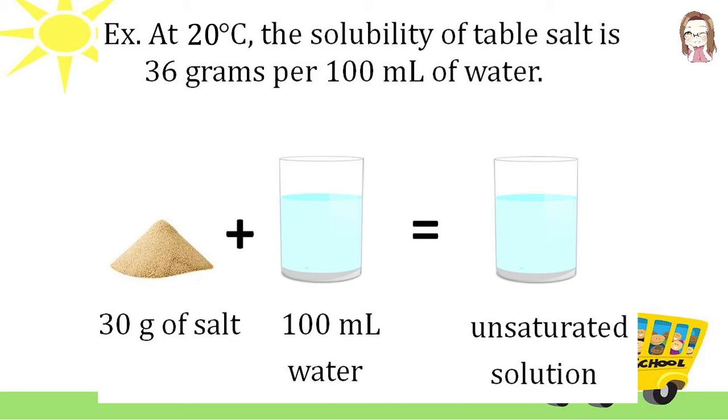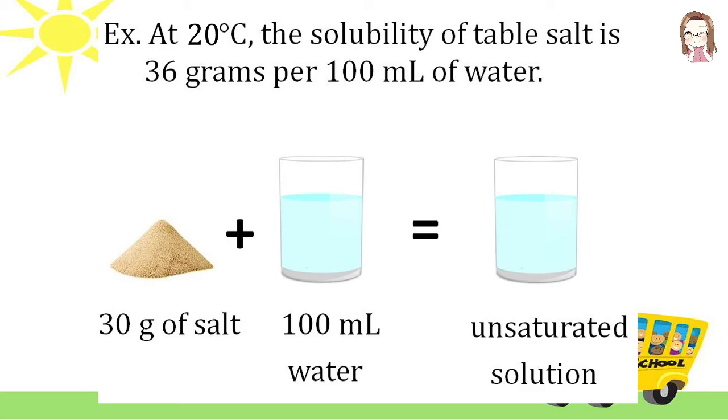So, we will add that solute sa ating 100 ml of water at 20 degrees Celsius. Makakabuo tayo ng unsaturated solution. So, bakit unsaturated solution yung mabubuo natin? Kasi, tingnan nyo yung condition natin sa taas. 36 grams of salt ang kayang matunaw in 100 ml of water. Ibig sabihin, bago maging saturated yung solution natin, kailangan 36 grams ng salt ang maihalo natin sa 100 ml of water at 20 degrees Celsius.